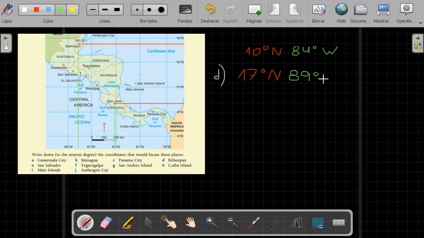Let's remember, we are making estimations. We are estimating. Estamos estimando. No estamos dando valores exactos, precisos, pero sí que tengan algo de sentido y lógica.